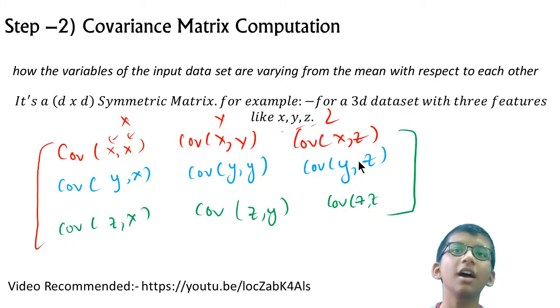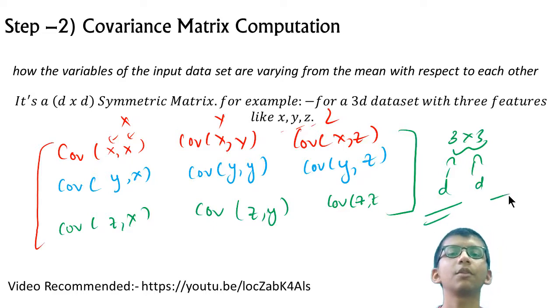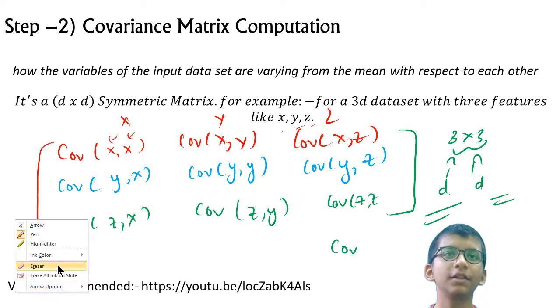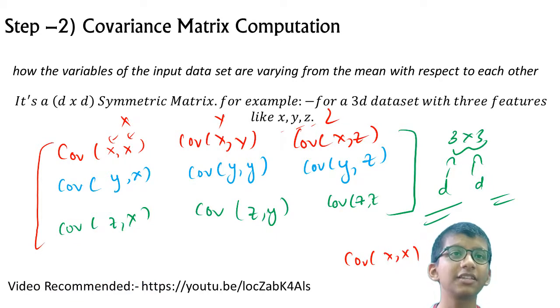So we have made a 3 by 3 matrix. That is 3 and 3, here's the D, the dimensions. For the details, if we are taking covariance of x comma x, it is equivalent to the variance of x. Again, the covariance of y comma y is equal to the variance of y.